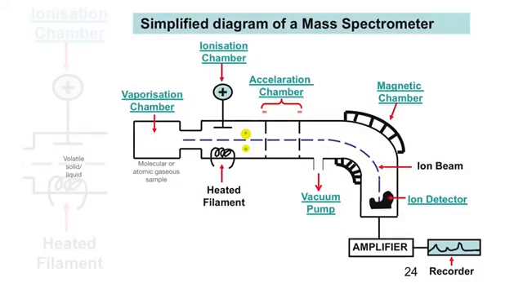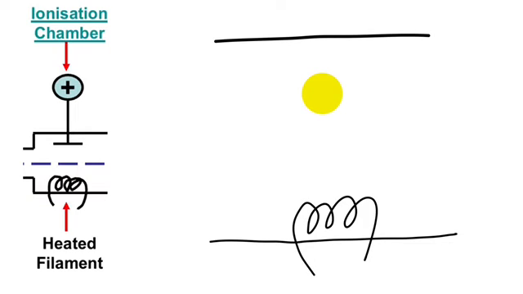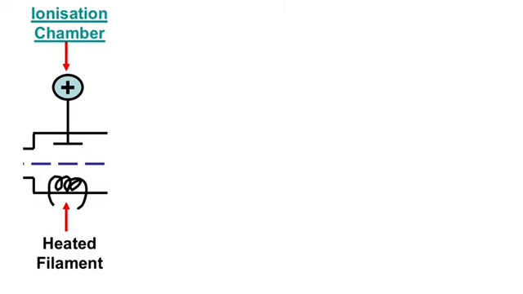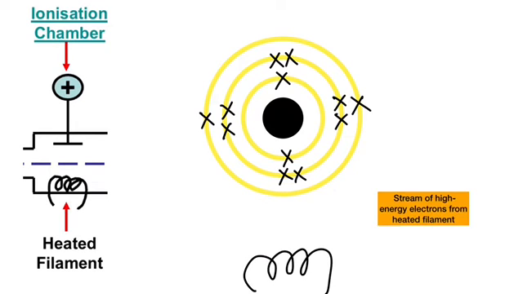Looking at a more detailed explanation, at the ionization chamber, a gaseous sample is bombarded by a stream of high energy electrons released from the heated filament. In a magnified vision, we can see the collision between a high energy electron and a gaseous atom dislodges an electron from the neutral atom to produce unipositive ions. So, at the ionization chamber, neutral atom becomes positive ion.